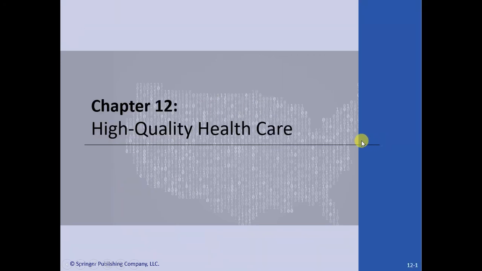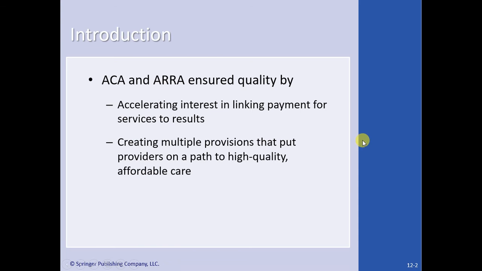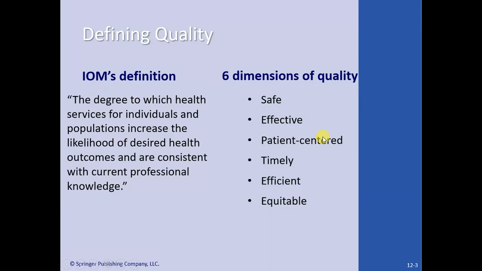This is the Chapter 12 lecture, High Quality Healthcare. Both the Affordable Care Act and the American Recovery and Reinvestment Act ensured quality in a couple of different ways, linking payment for services to results and creating provisions that put providers on a path to high quality and affordable care. We need to understand the definition of quality, so read that here, and the 6 dimensions.